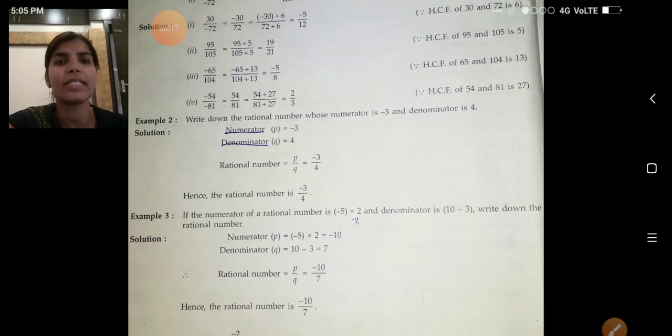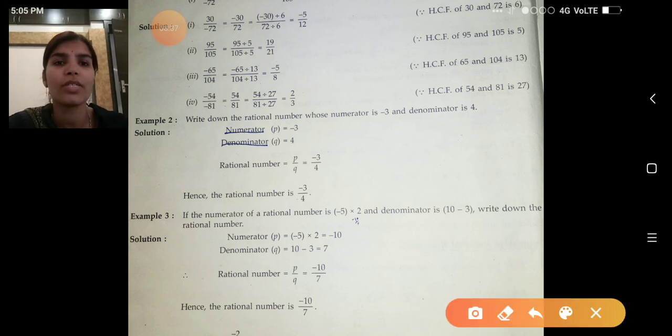Here one example is given. Write down the rational number whose numerator is minus 3 and denominator is 4. All of you know which one is the numerator? In our rational number, p is the numerator and q is the denominator. So what is our rational number? P upon q. So write down here rational number is equal to p upon q. So p is minus 3 and q is 4. So your rational number is minus 3 upon 4.